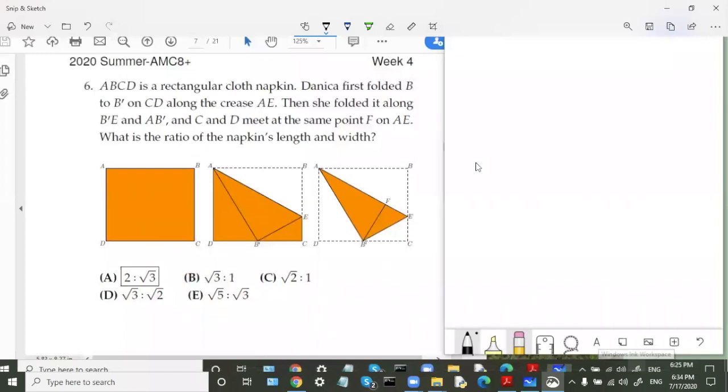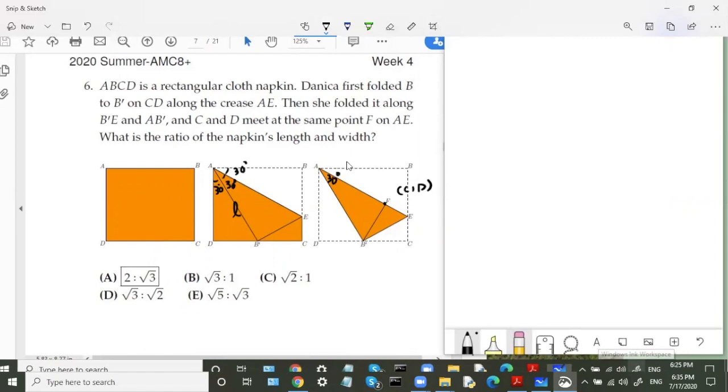Problem 6. ABCD is a rectangular napkin. Danica first folded B to B prime on CD along the crease AE. Then she folded along B prime E, and A prime B and CD meet at the same point F on AE. So from here, we should know AB prime equals AB, which is length L. And because these three angles are folded onto each other, they should be equal, so this is 30 degrees, 30 degrees, 30 degrees.